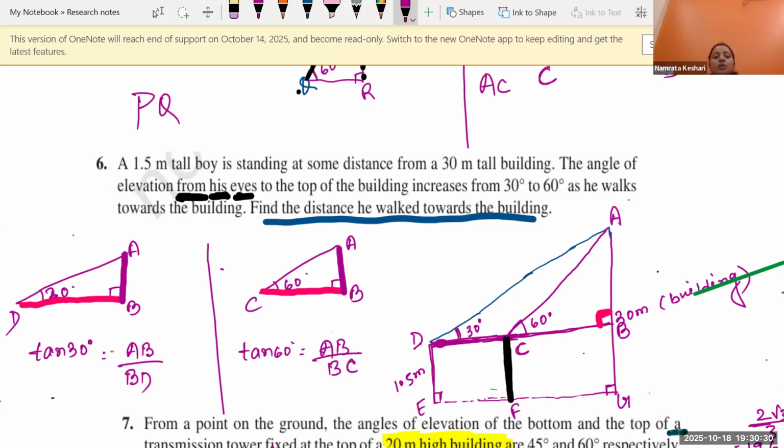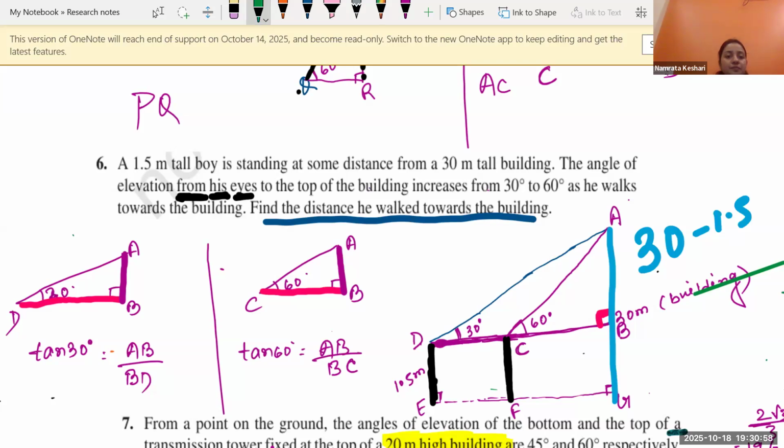Okay, what we know, see, we know the height of the boy was 1.5 meter and the height of the building was also given. The boy height was 1.5 and the height of the building completely was given, but we are just taking AB. So can I say AB, this much will be the complete height, 30 minus 1.5? Making sense?